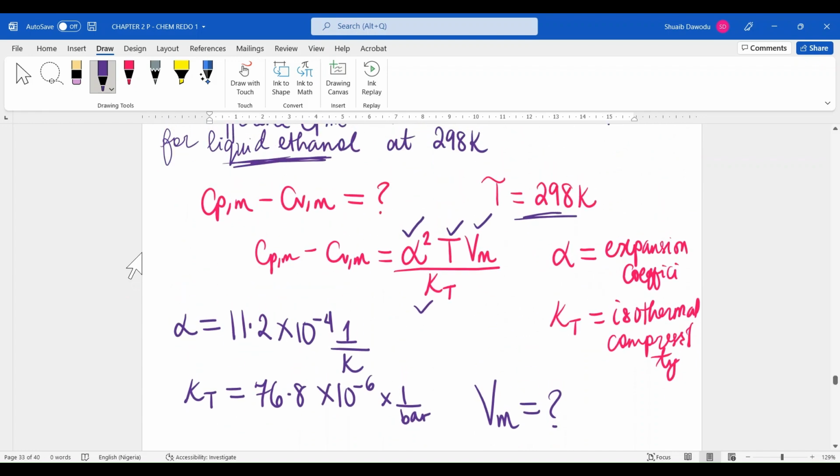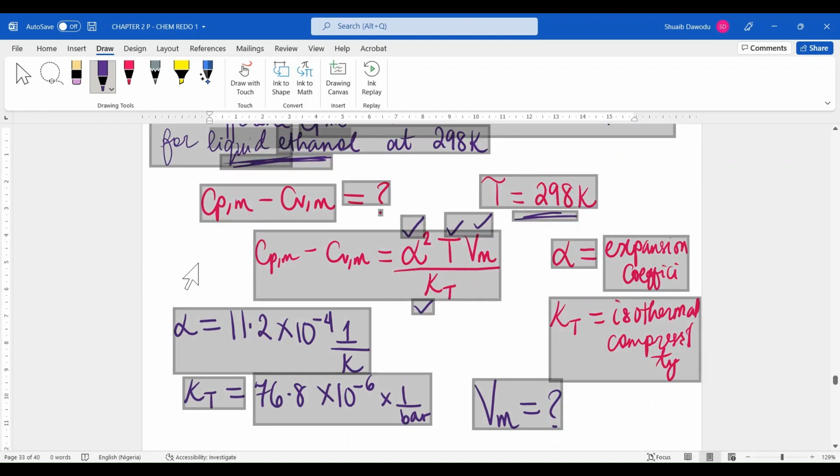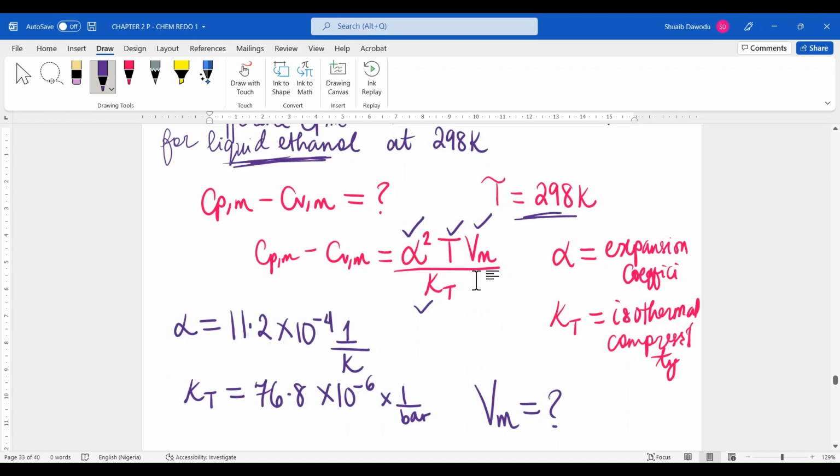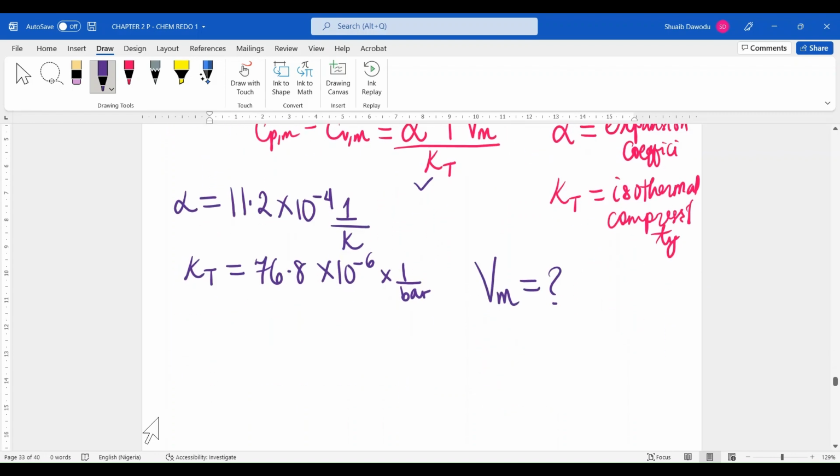But one thing you have to remember in chemistry is that the identity of the substance, the molecule you're given, plays a key role in questions like this. We don't know the molar volume, but we know the molecule we're working with is liquid ethanol. So we can use our knowledge of density, which is mass over volume, to determine the molar volume.